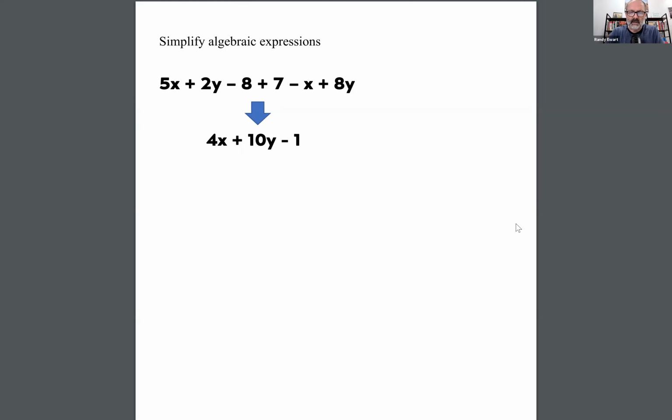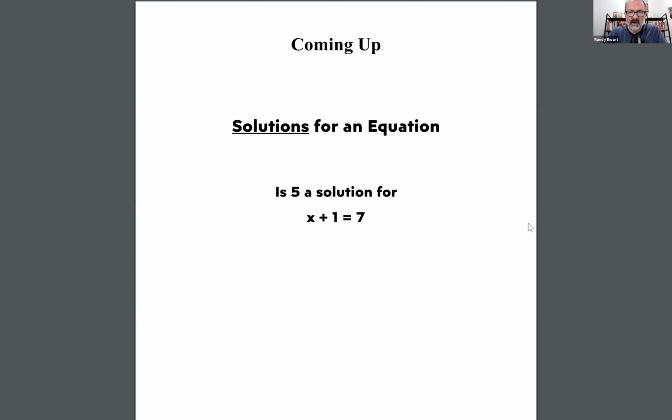And so that is simplifying algebraic expressions. We combine the things that are alike, we call those like terms, and we simplify what we have so it's less cluttered. And so let's see what we have coming up in the next video. So coming up in the next video, we're going to switch over to equations, and we're going to start by talking about something called solutions for an equation.